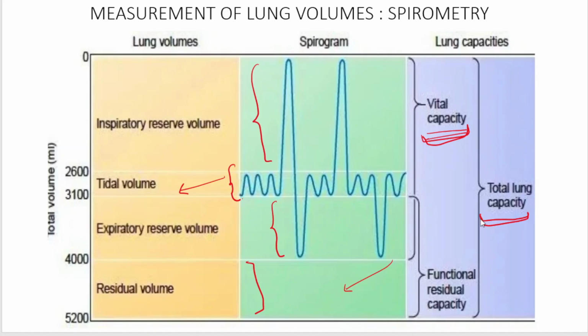So I hope you have understood all the functionings of lung, and this spirogram provides the measurement of lung functioning. When any individual has any disease, this spirogram shows where the functioning of lungs is being affected by the disease.